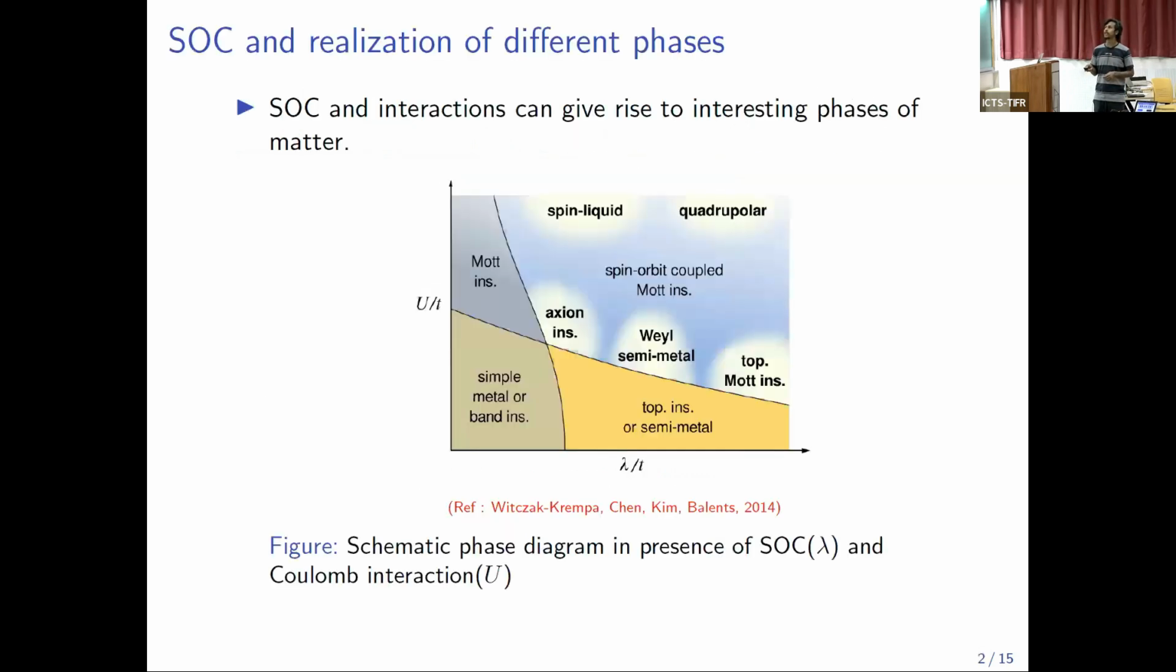So before I go to the actual problem, let me just give a brief motivation. Spin orbit coupling is a very important ingredient in realizing novel phases. This schematic phase diagram nicely shows that. Lambda is the spin orbit coupling strength and U is the Coulomb interaction. For small values of spin orbit coupling, you can have conventional band insulators or metals, and then a large value of U gives you a Mott insulator. But at large values of lambda and U, you can realize these novel phases. So basically that's the brief motivation. With that, I'll move on to the specific problem.